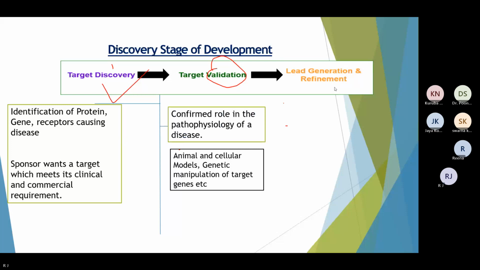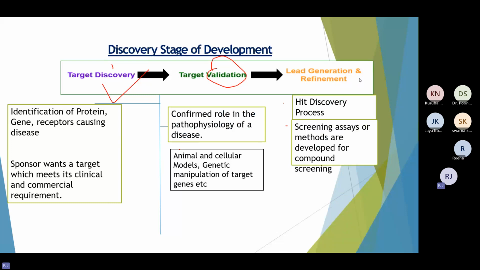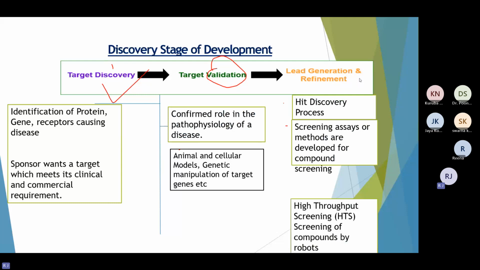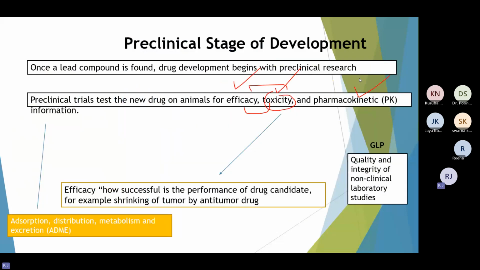We confirm whatever we have identified in target discovery, we confirm here. The third stage is lead generation and refinement. What do we do here? We have identified the target, we have confirmed it in target validation. In lead generation and refinement, we try to create different molecules. Then we modify that molecule and we try to identify the best molecule. After identification of that best molecule, the second stage, which is the preclinical stage of development, starts.